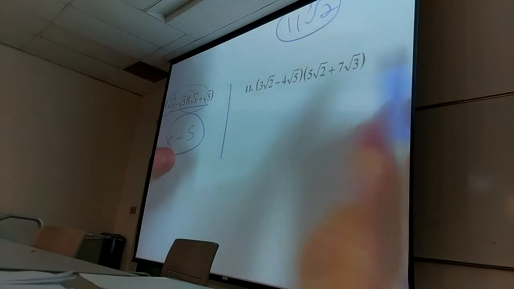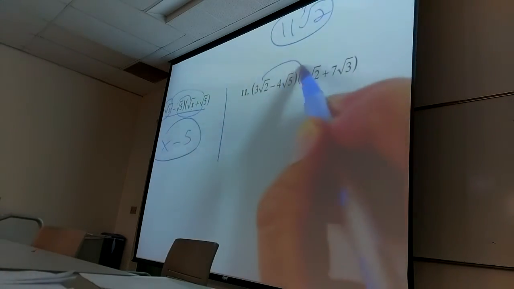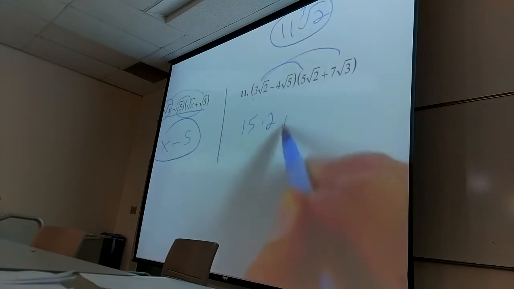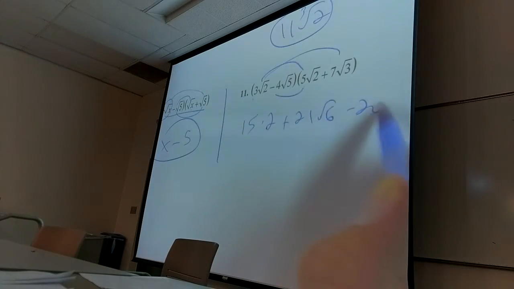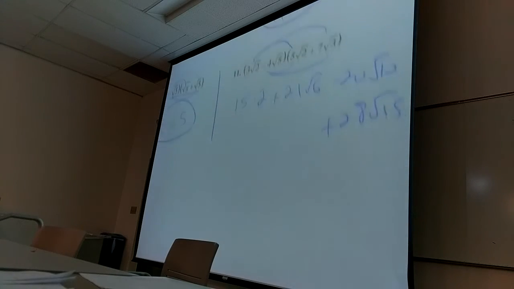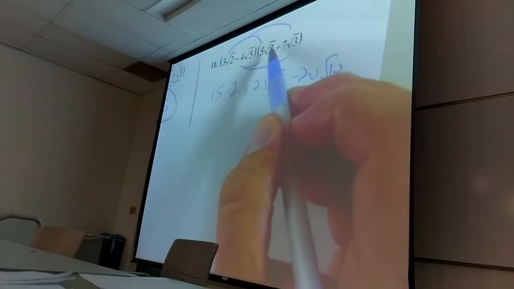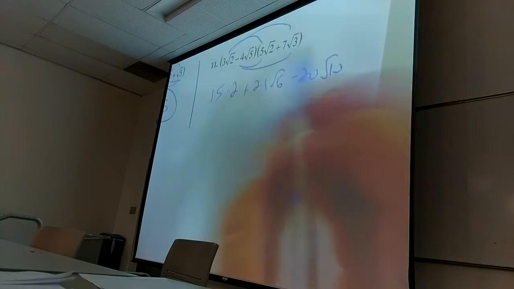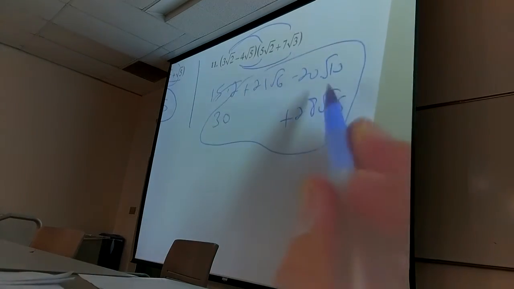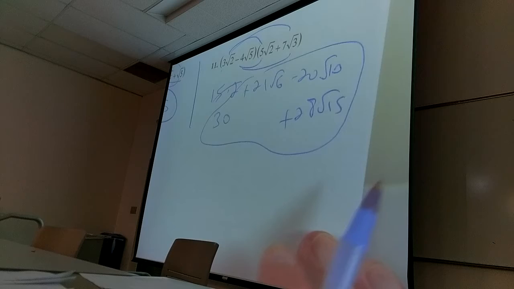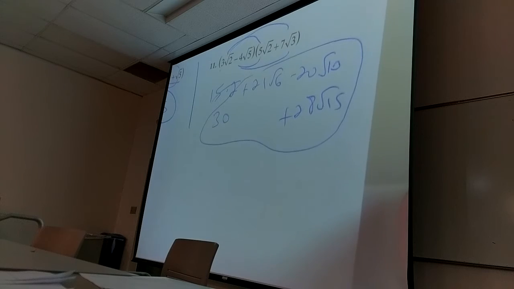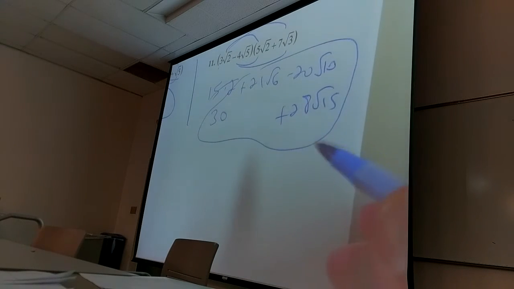What about this guy? Same idea as number 9, just more stuff to worry about, right? So I'm going to do this a little quickly. 15 times 2. 21 rad 6. 20 rad 10. 28 rad 15. Right, because rad 2 times rad 2 is 2. So the only thing you really do is make this a 30. So it's 30 plus 21 rad 6 minus 20 rad 10 plus 28 rad 15. It's all those parts. Your brain is going, something's got to happen, and you go, no. There are no like terms there.